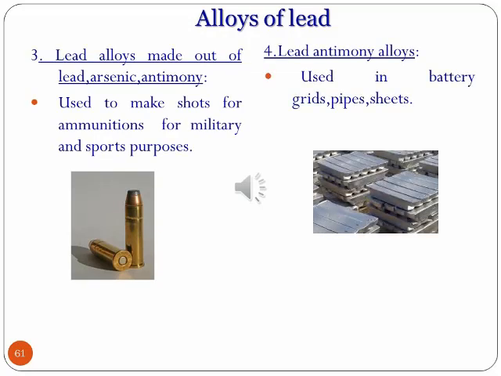Next are lead alloys made out of lead, arsenic and antimony. These are used to make shots for ammunition for military purposes and for sports purposes. Next are lead antimony alloys used in battery grids, pipes, sheets, etc.